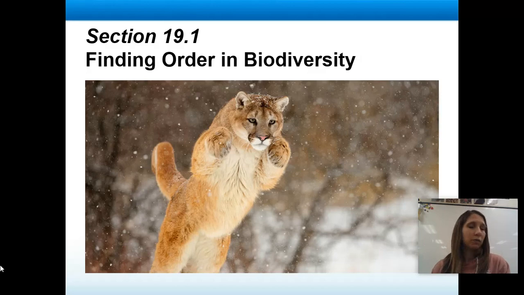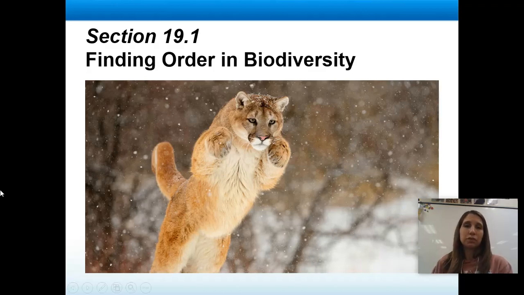Okay. So if you'll put down the heading here, section 19.1, finding order in biodiversity. And I should also add, there are only two sections in this chapter. So that means we're really only going to do 19.1 and 19.2, and then we'll be moving on to something bigger and better and different.